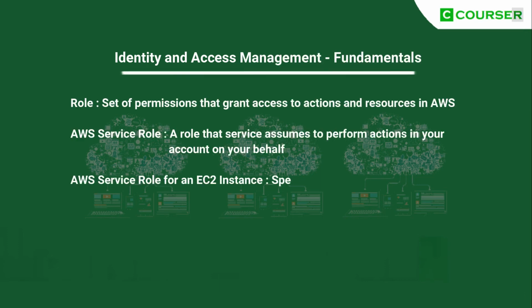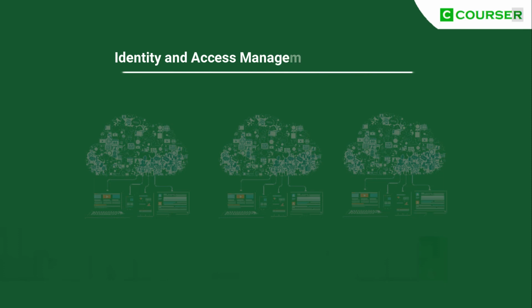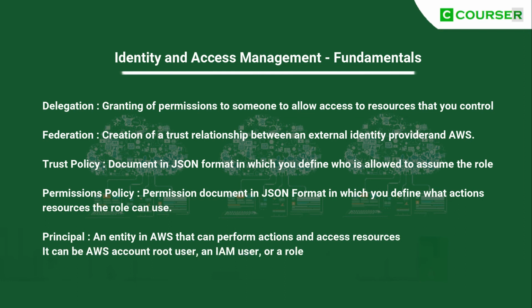If you take the fundamentals, you have the roles: the AWS service role for EC2 instance, and also role chaining. Role chaining is an important option. It occurs when you use a role to assume a second role through the AWS CLI or API. If you check the other fundamentals, you have delegation, that is the granting of permissions.